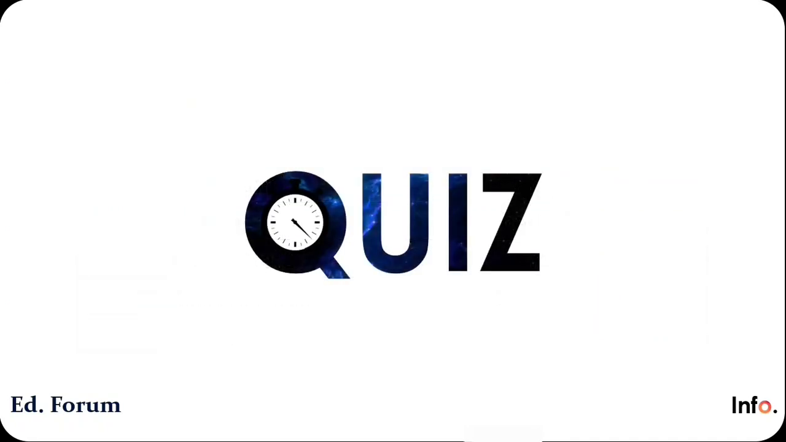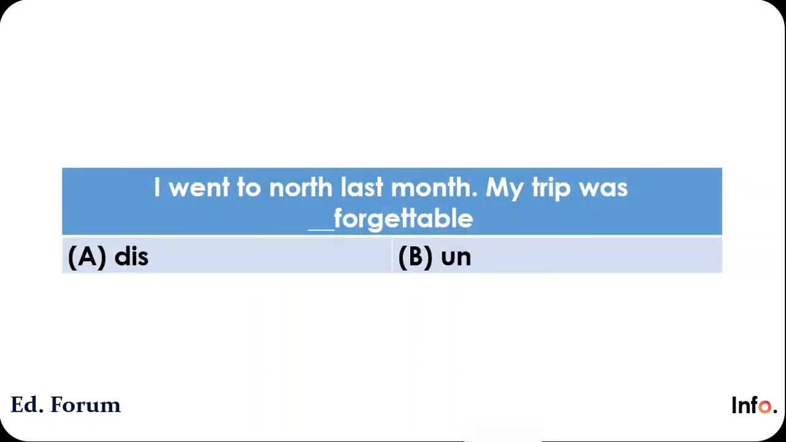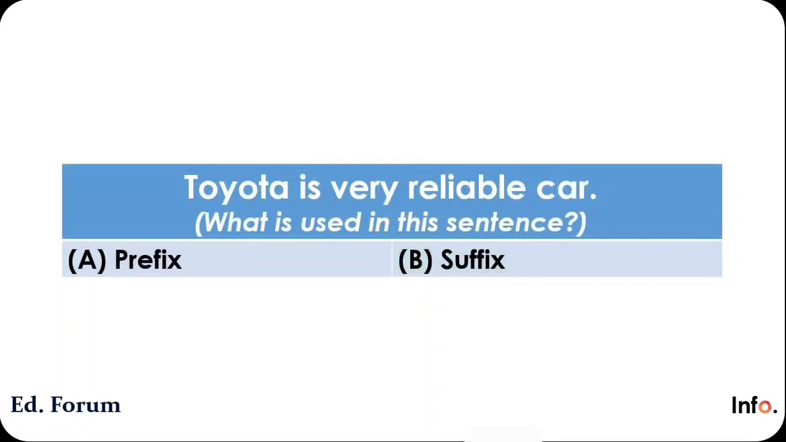Okay? It's quiz time and let's do it together. Number 1. I went to North last month and my trip was dash forgettable. Oh, this is absolutely true, my dear. I did go to north of Pakistan last month and my trip was unforgettable. So the correct answer is unforgettable. I cannot forget something, not. So uncomfortable and unforgettable, like that.